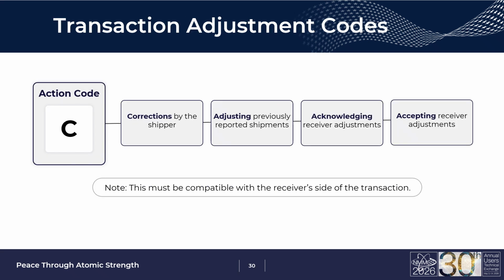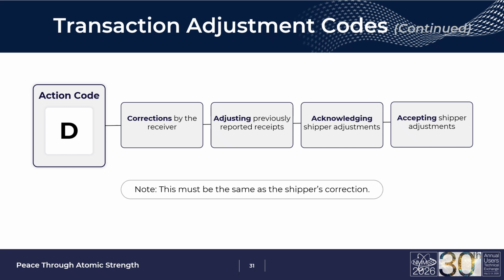There are two action codes for the DOE NRC Form 741 that are specific to performing adjustment or corrections to prior reported data. Action code C is used for corrections by the shipper and can be used to accomplish the adjustment of previously reported shipments or the acknowledgement of receiver adjustments or the acceptance of receiver adjustments. Note that action code C correction must be compatible with the receiver side of the transaction if a numeric correction number is issued. If an alpha correction number is issued, the receiver does not have to respond with a correction.